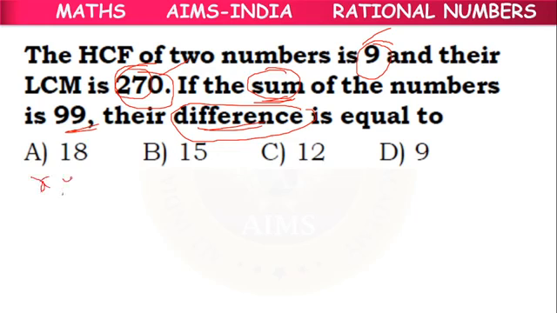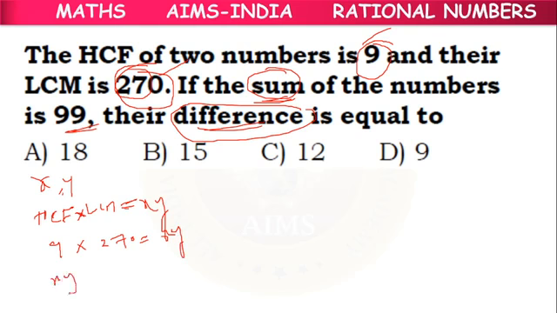Let the numbers be x and y. So what is their HCF? HCF is 9. What relation do we have? The product of HCF and LCM is equal to the product of the numbers. So HCF into LCM equals x into y. The HCF here is 9. The LCM here is 270. The product of numbers means xy, we will keep like that only.